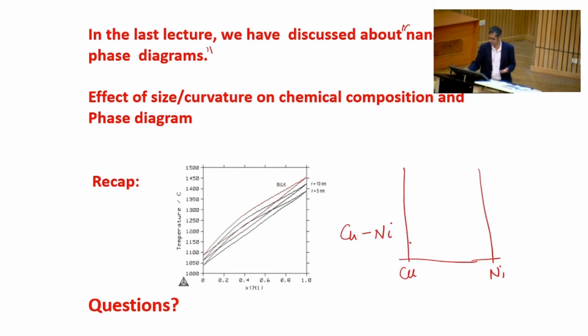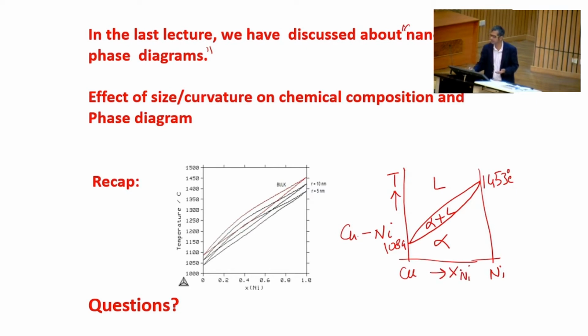Copper has a melting temperature much less than nickel. This is what it looks like. I have drawn it earlier, I am drawing it again. Copper has a melting temperature of 1084 degrees Celsius, and so this is the temperature axis, 1084 degrees Celsius. Nickel has a melting temperature of 1453 degrees Celsius, and this is the mole fraction of nickel. So, you add whatever amount of nickel into copper and vice versa, it forms the same phase.